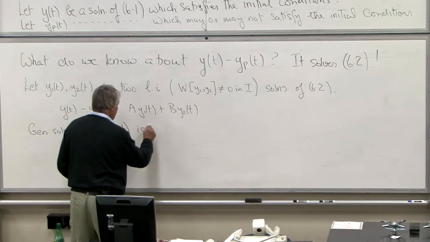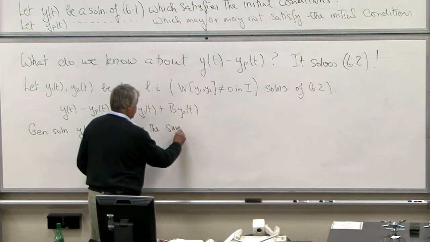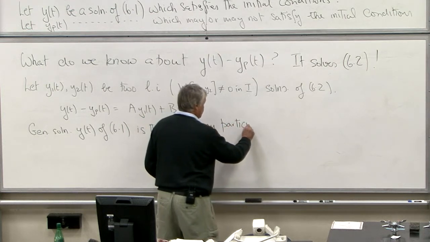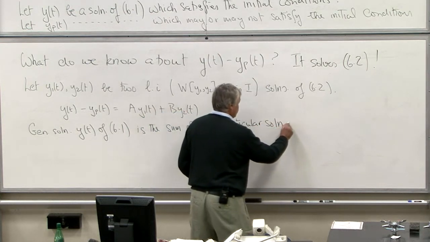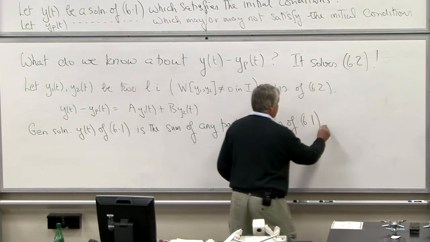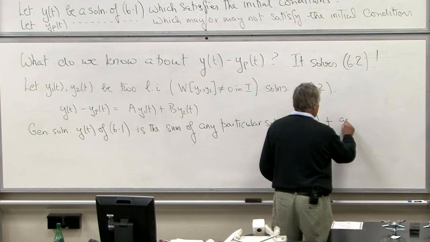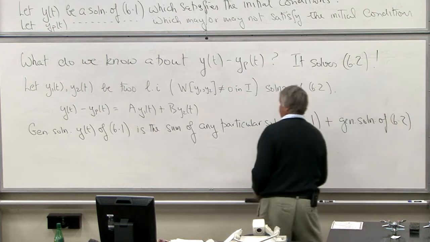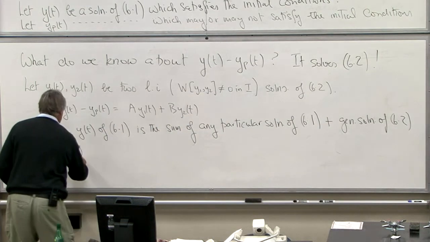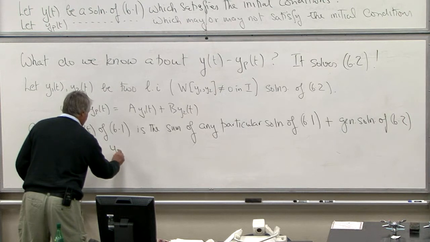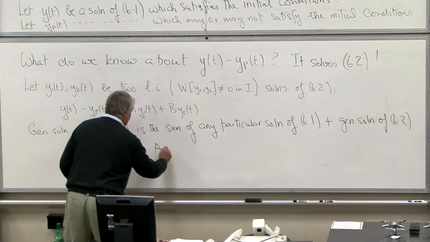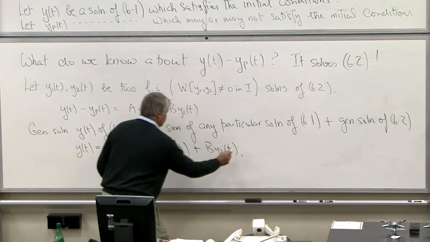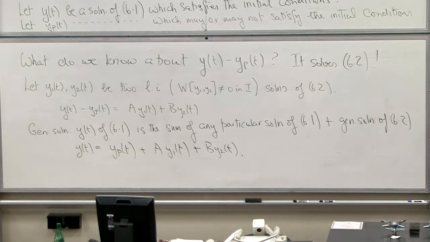is the sum of any particular solution of 6-1 plus the general solution of 6-2. So y of t is some particular solution plus a y1 of t plus b y2 of t. So that's our recipe.